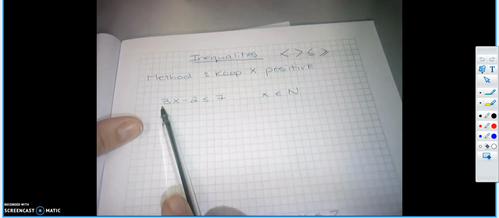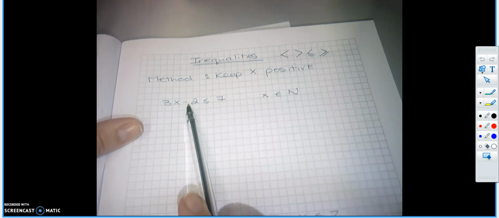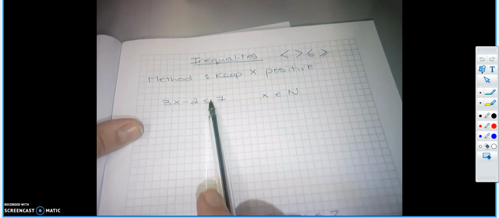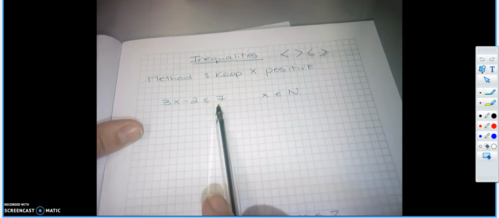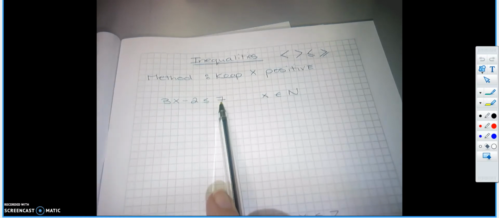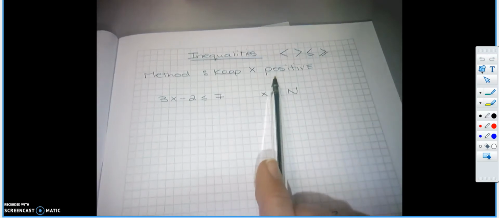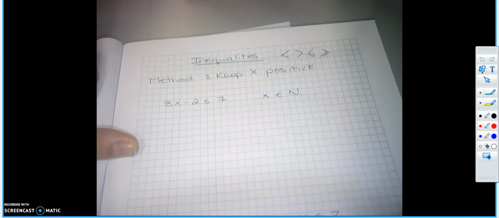So if we have this sentence where it says 3x minus 2, and we hit this sign, this means 3x minus 2 is smaller than or equal to 7, because the wide bit is facing the 7. The crocodile is going to eat the 7. Your method to solve inequalities is you always have to keep the x positive. It's the easiest, most straightforward route.